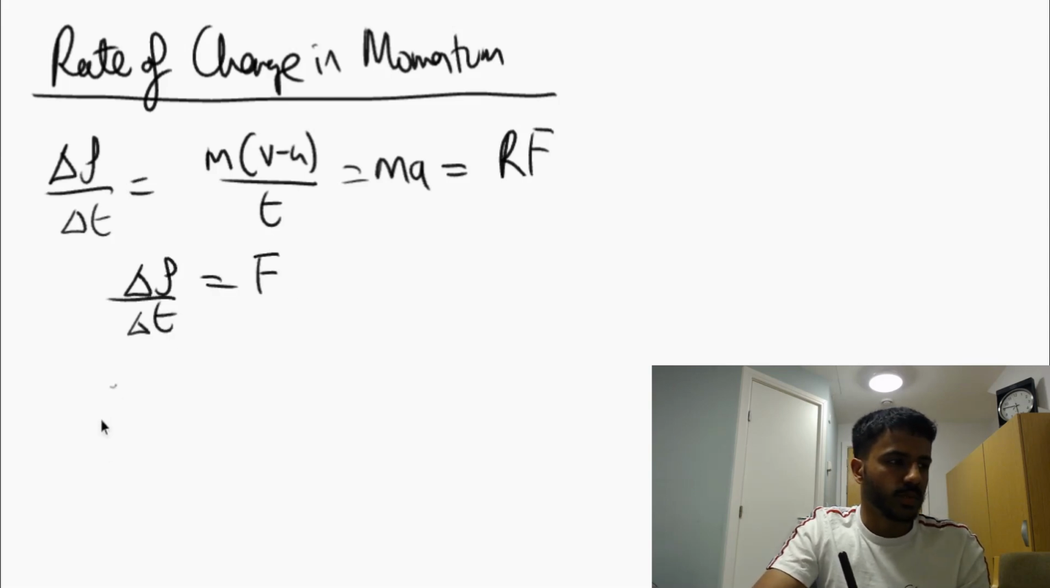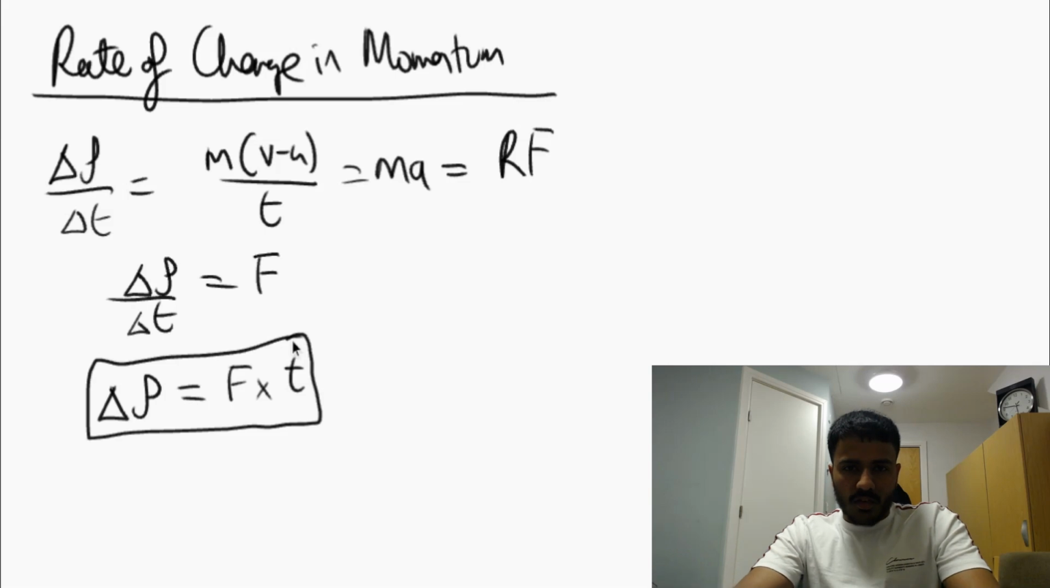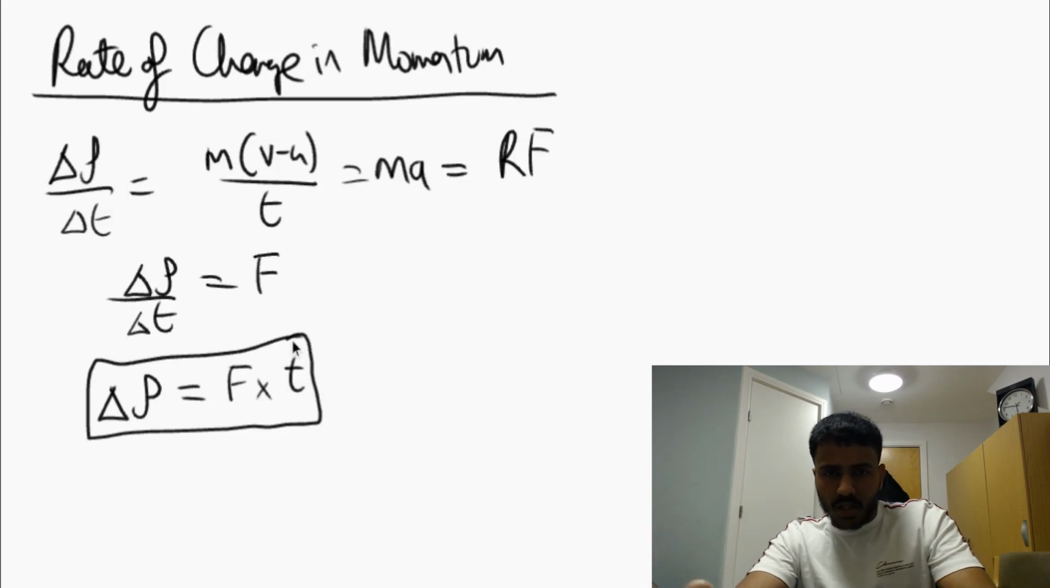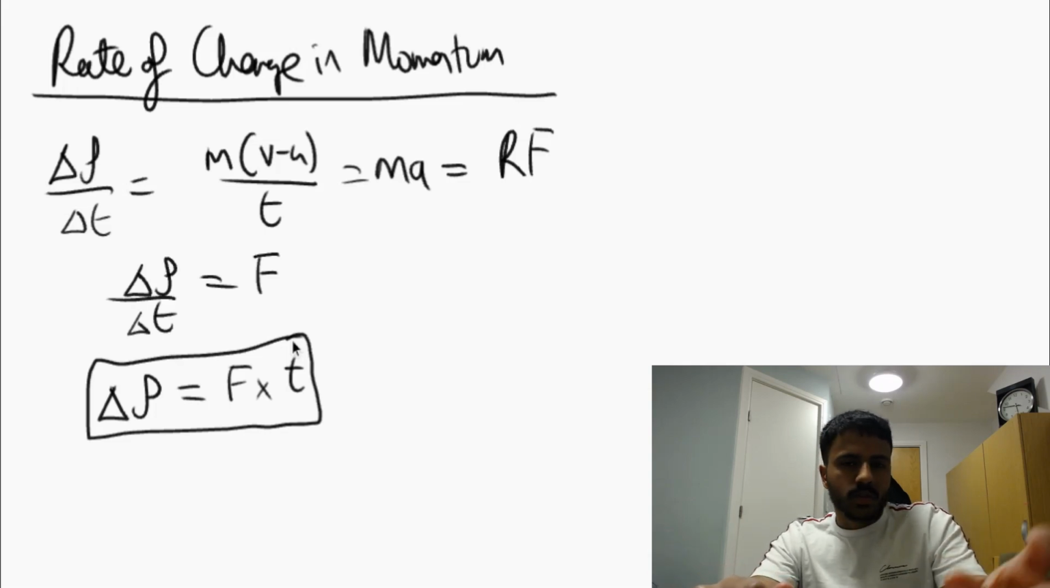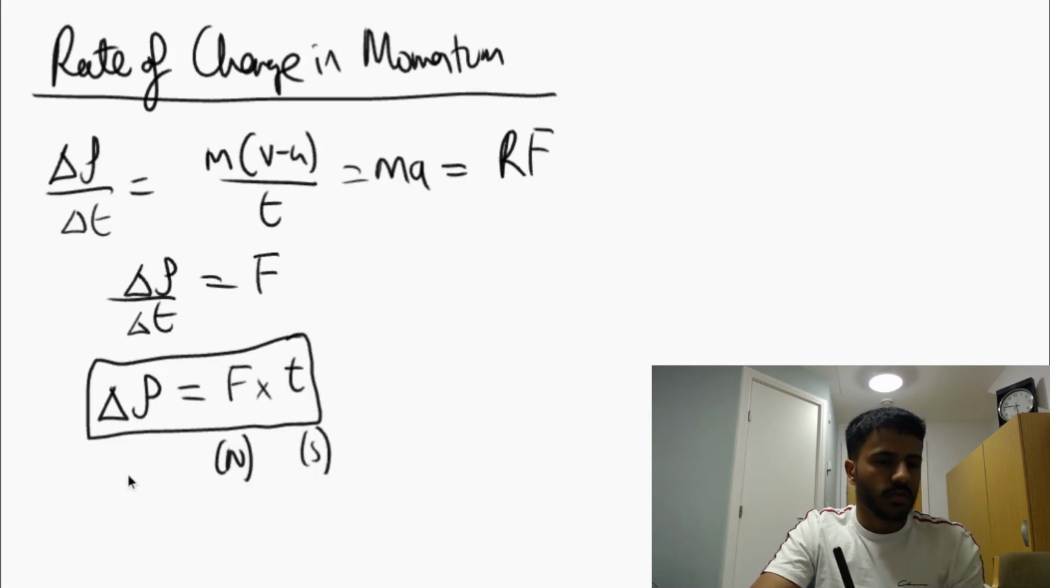And if we rearrange this, we can get that the change in momentum is equal to force times time. So if a force is exerted on a body over a period of time, the magnitude of that force multiplied by the time is going to result in the change in momentum of that body. Now, the units of force are newtons and the units of time are seconds. So the unit for change in momentum is newton seconds, or it can also be given as kilogram meters per second, as we saw last time.